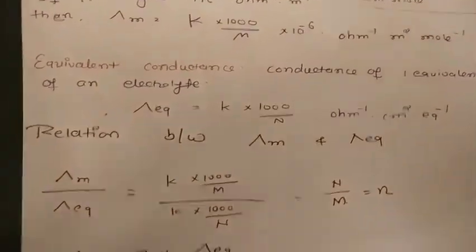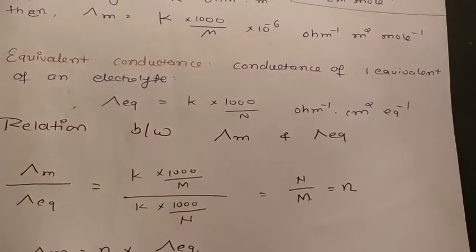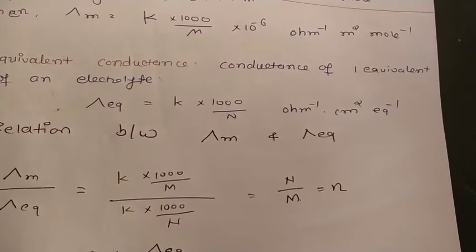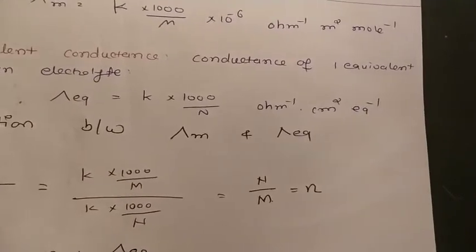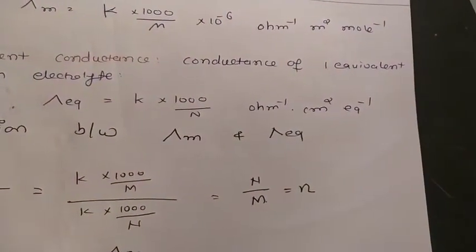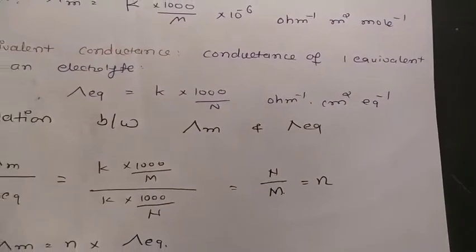Now the next topic is equivalent conductance. Conductance of one equivalent of an electrolyte, lambda eq, is equal to K into 1000 upon N. N means what? Normality. So the unit will be ohm inverse, or mho or Siemens, into centimeter square into equivalent inverse.